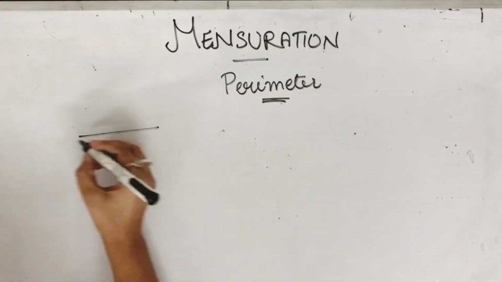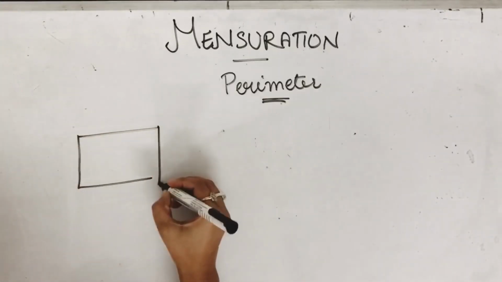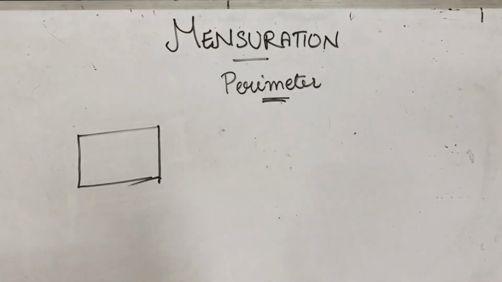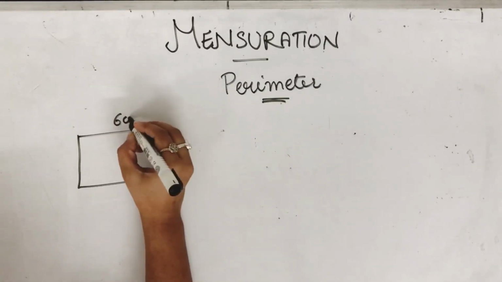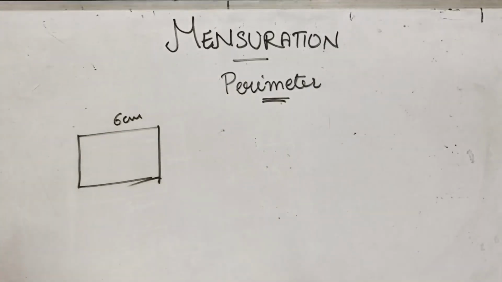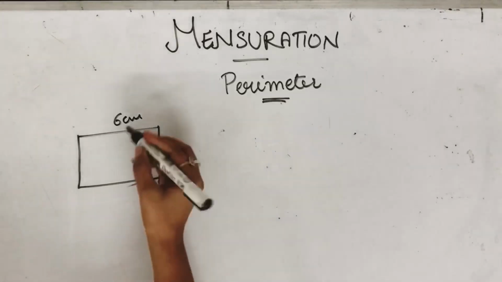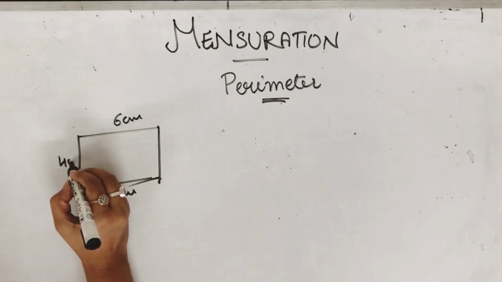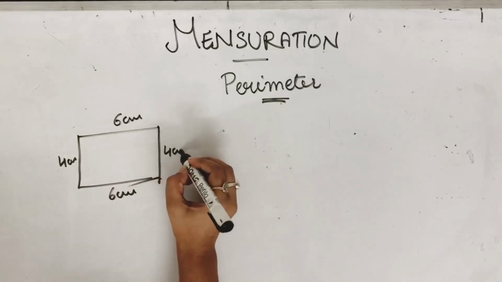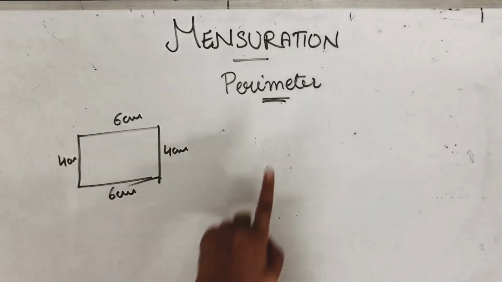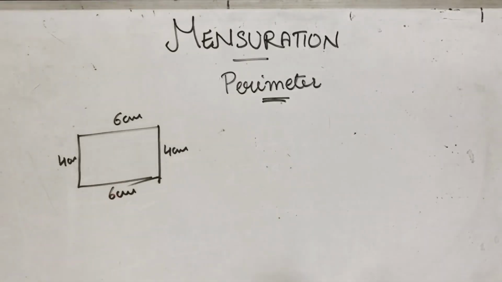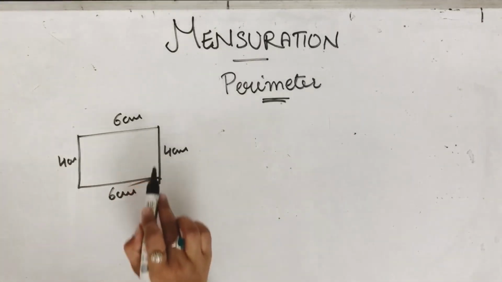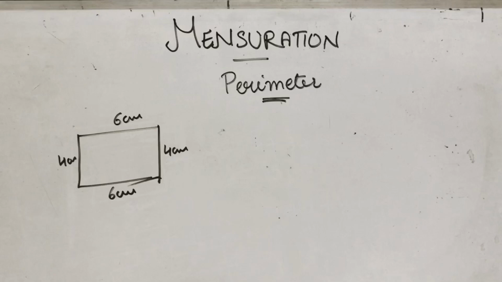Let's say this is a figure. I am drawing a rectangle. This is 6 centimeter. The opposite sides of rectangle are equal. So this will also be 6 centimeter. This is 4. So this will also be 4. Now perimeter of this figure will be sum of all the sides.